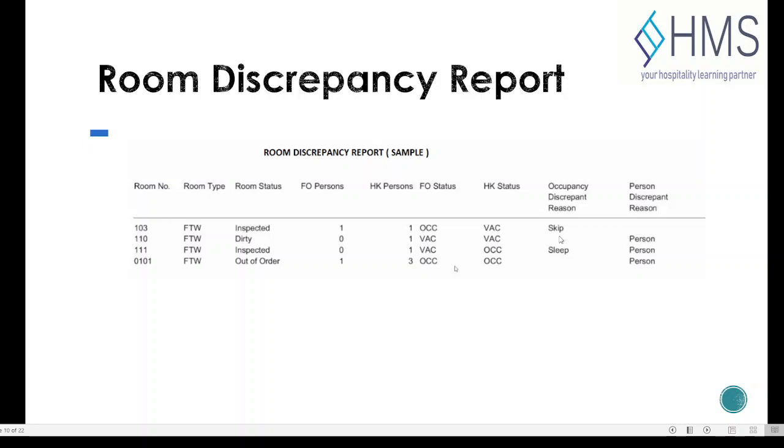So there has to be a reason for room discrepancy, and ideally nowadays there are very few discrepancies found, because of using more of the systems. But in the previous time, it might be happening. Or do you still have room discrepancies happening there?